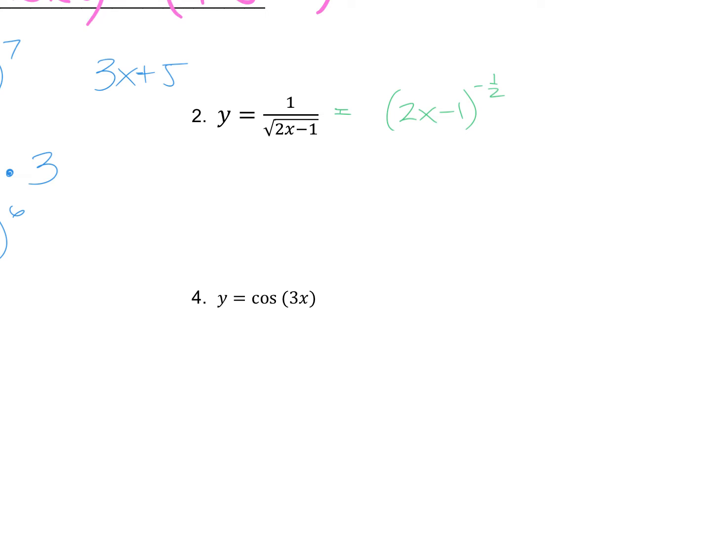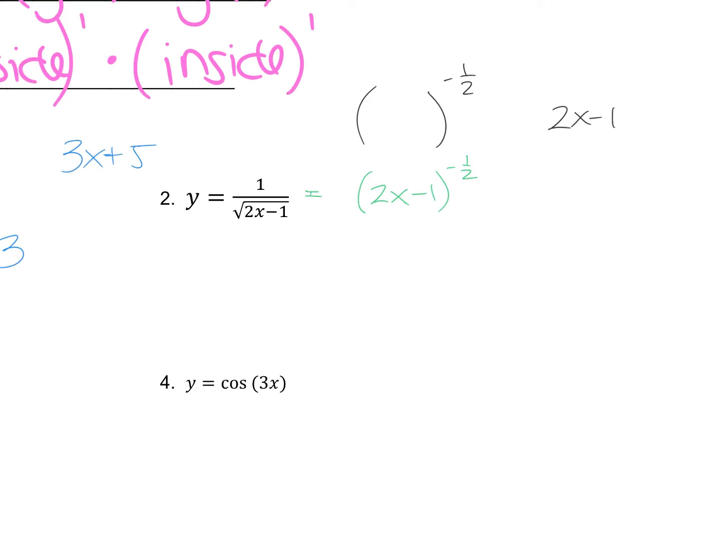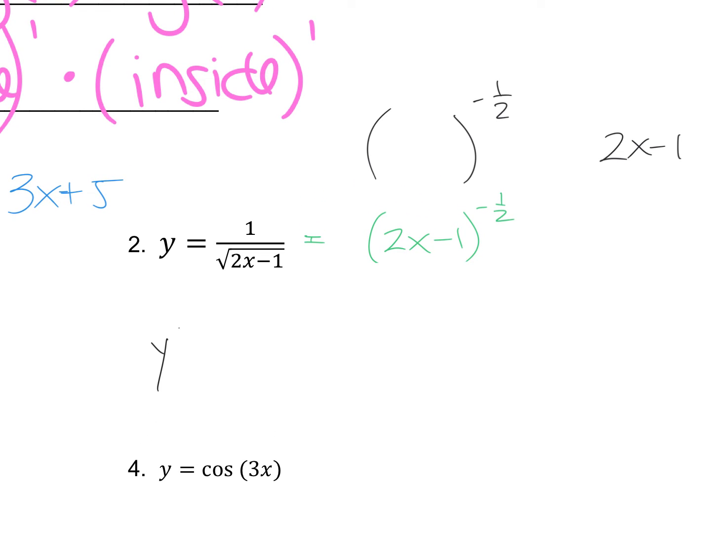Now, what is my outside function on this one and what is my inside function? So my inside is the 2x minus 1. What's my outside? The something to the negative 1/2. Yes? So when I start to do my derivative, I first think of if I just keep that something as my base, how do I do my derivative of that? What do I do with that negative 1/2 power? Bring it to the front, keep the base, and do what to my exponent? Subtract 1. It becomes negative 3/2.